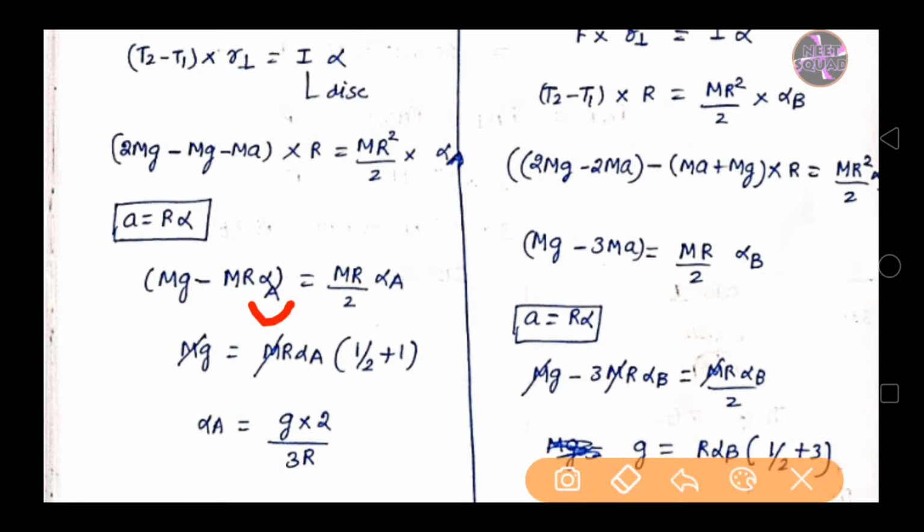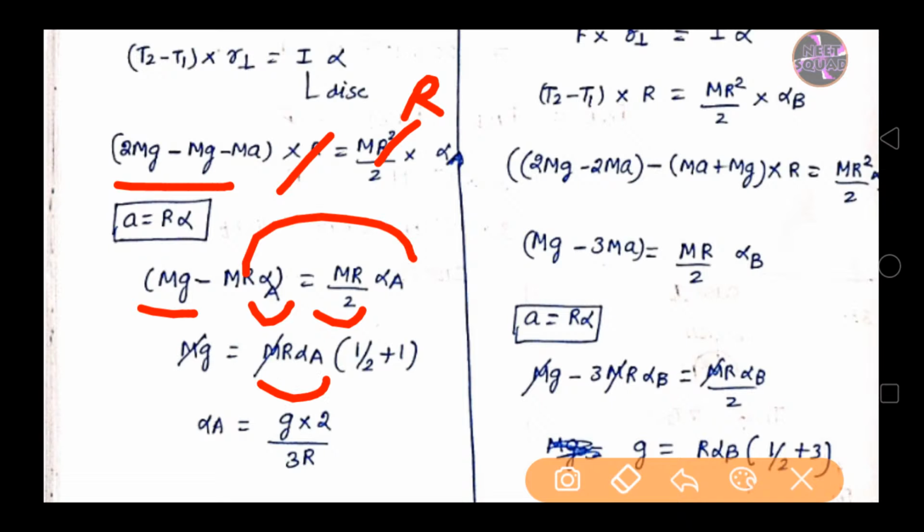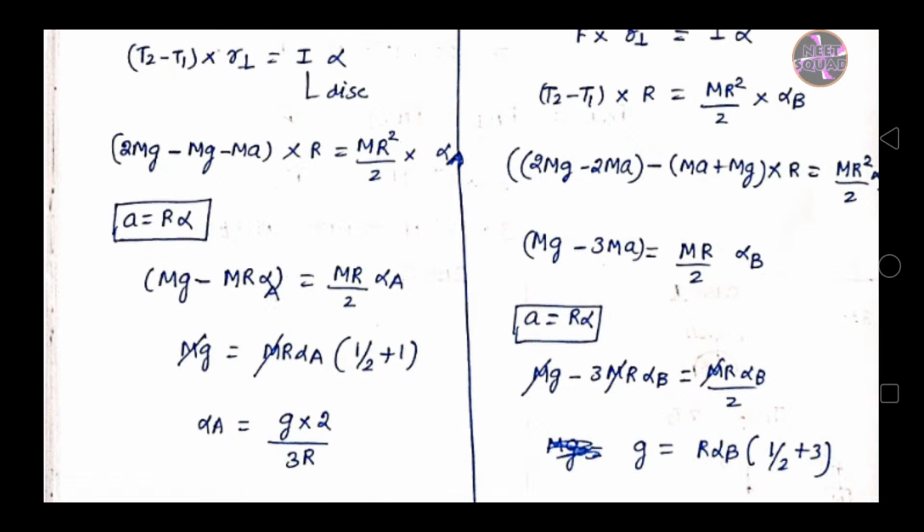So apply this. 2mg minus mg is mg. So minus mr alpha A is equal to mr square by 2 into alpha R. This R is cancelled. So put mr by 2 into alpha A. So mg is equal to mr alpha A. Bring this side. So 1 by 2 plus 1. Finally we are getting alpha A.